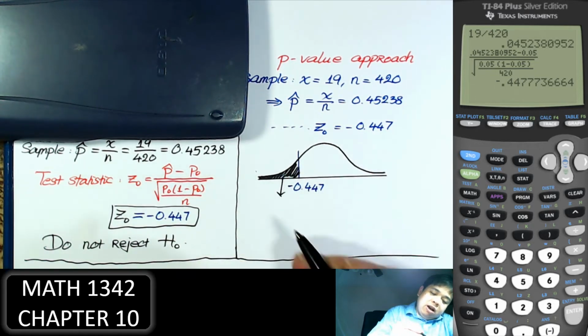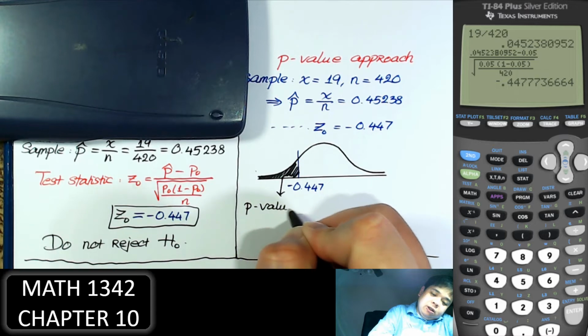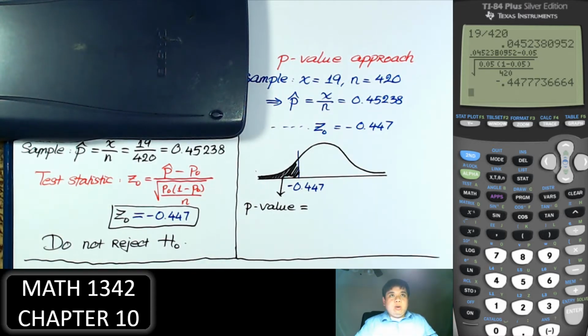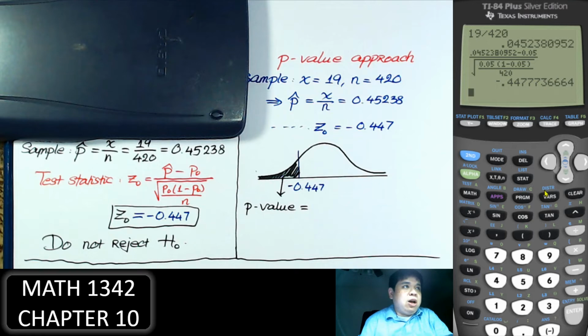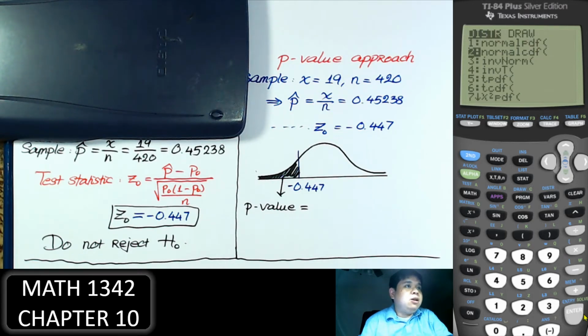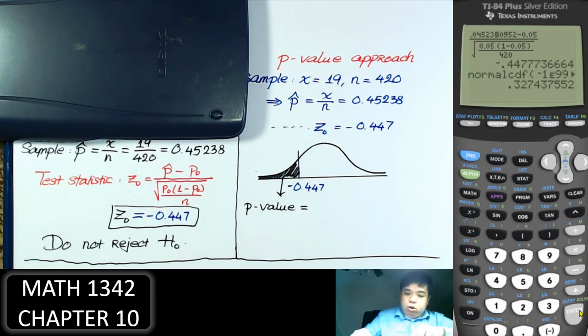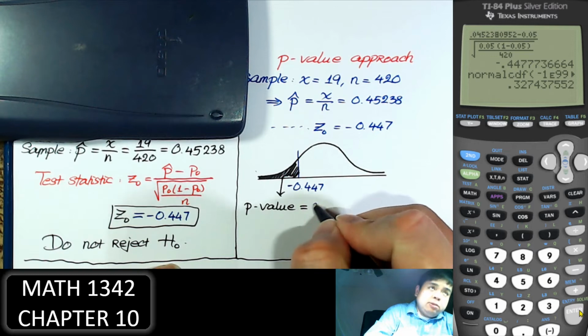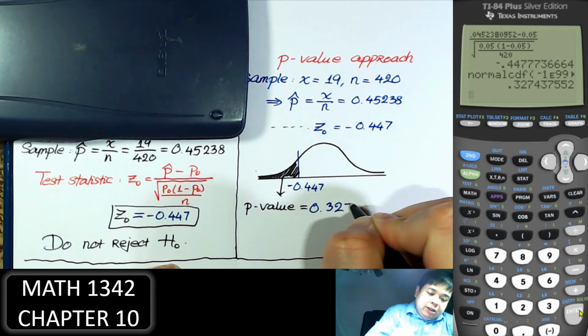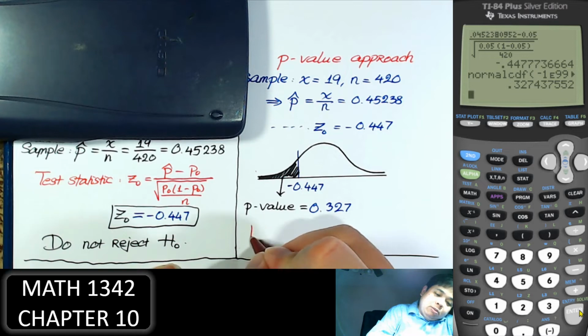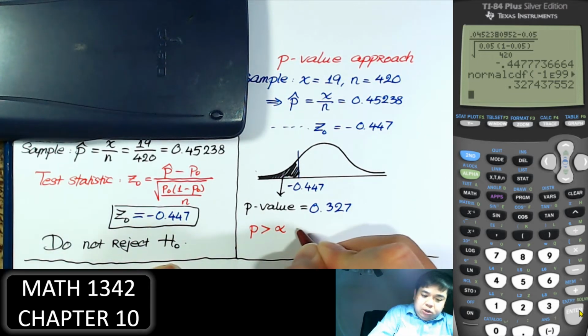So that p-value will be equal to the area, which is just the normal CDF from the far left up to negative 0.447. We compute the p-value, and it is 0.327. Here the p-value is greater than alpha, so we do not reject.